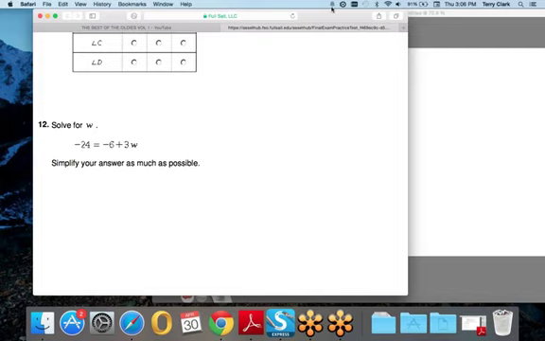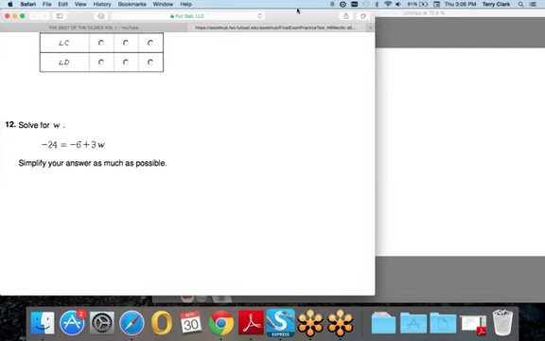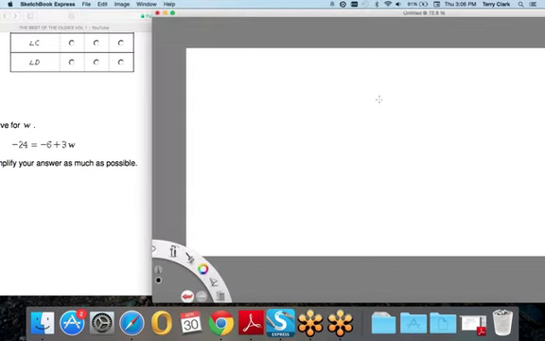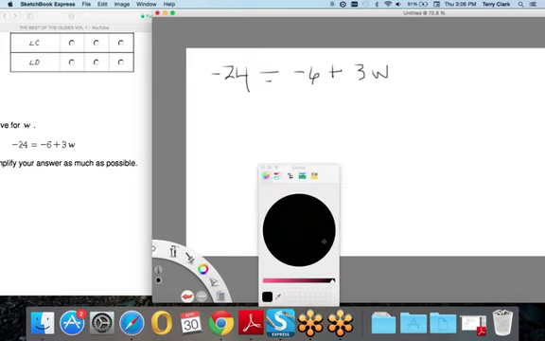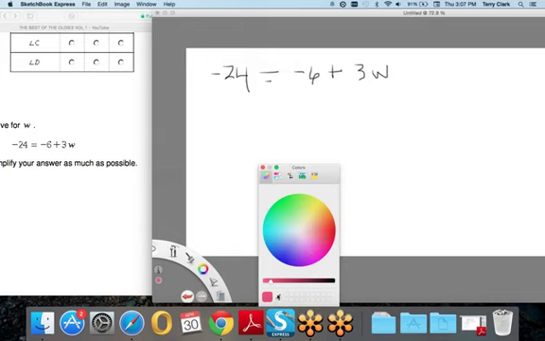Number 12 requires math. Simplify your answer as much as possible. They're wanting us to solve for W. So what we're going to do is we're going to take negative 24, and that equals negative 6 plus 3W. Now from here, we're going to add 6 to both sides. Okay, so we're going to add 6 to both sides.